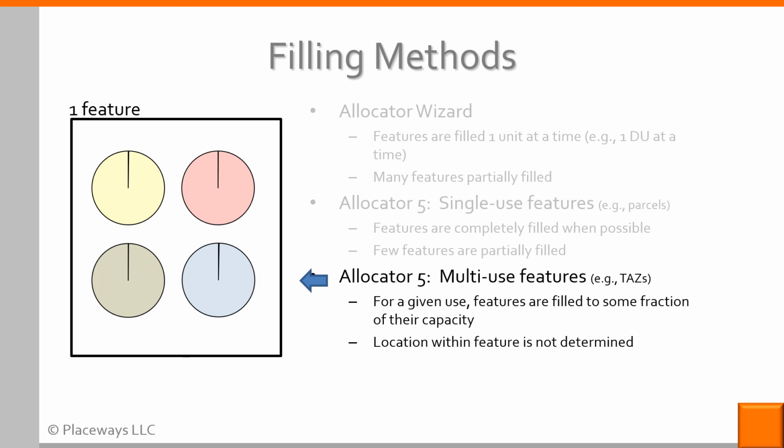In Allocator 5, with features like TAZs that will have many land uses within them, allocations are based on percentages of the capacity for each land use. So for example, a feature might be allocated 2/3 of its residential capacity and 1/3 of its commercial capacity.